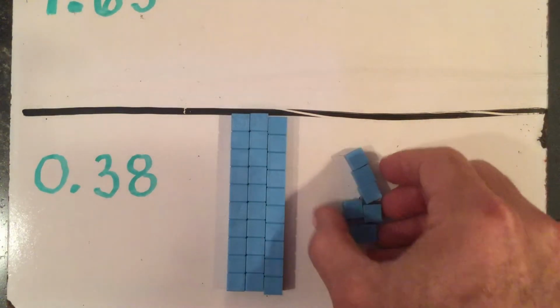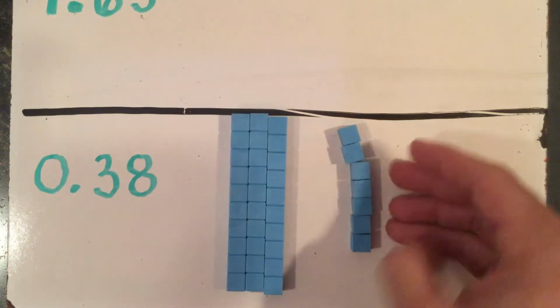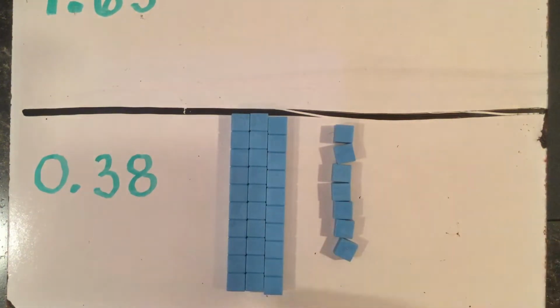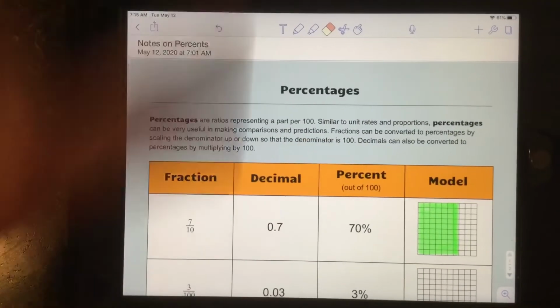And so we could represent fractions this way, we can represent decimals this way, and now today we're really just going to talk about percents this way. This 38 hundredths is actually 38%, or 38 of 100. And so what that looks like, here you have this sheet shared with you in Google Classroom as well.